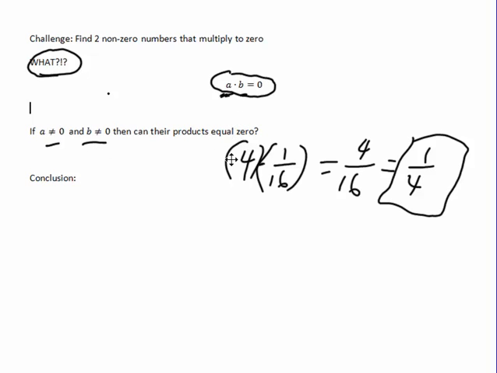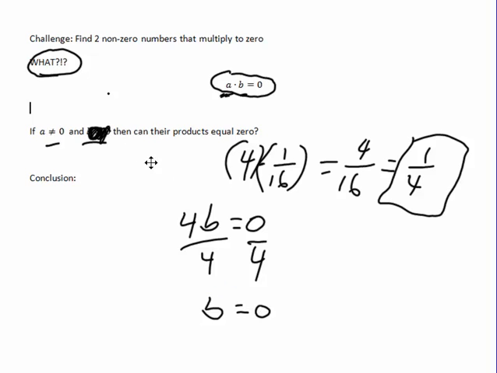And if A equals 4, so let's let A not equal 0, so let's let A equal 4, then we'd have 4 times B equals 0. Well, the only conclusion we can have here is that B must be 0.